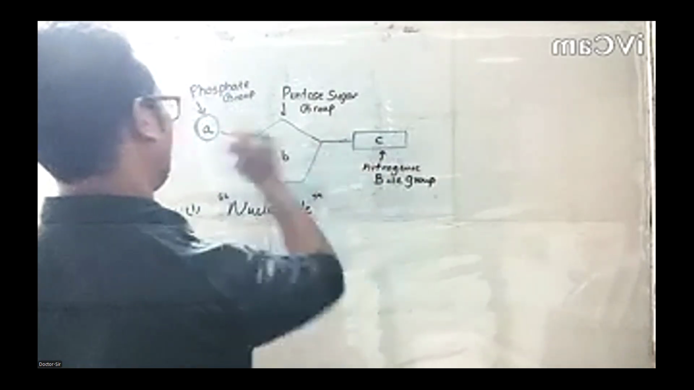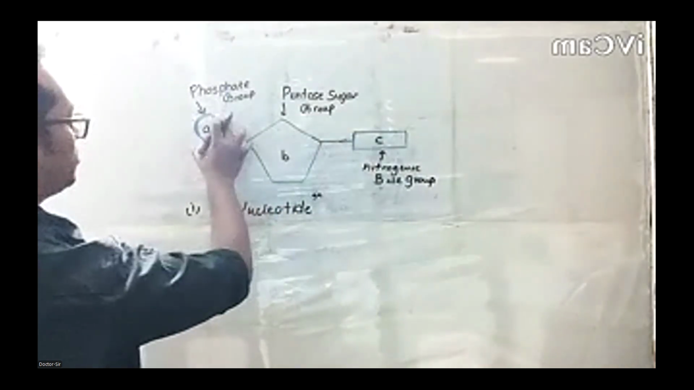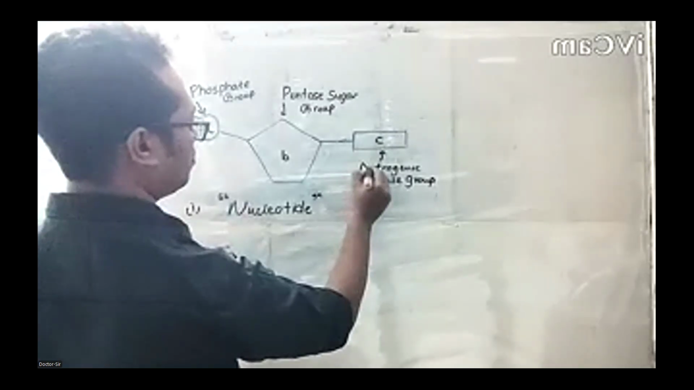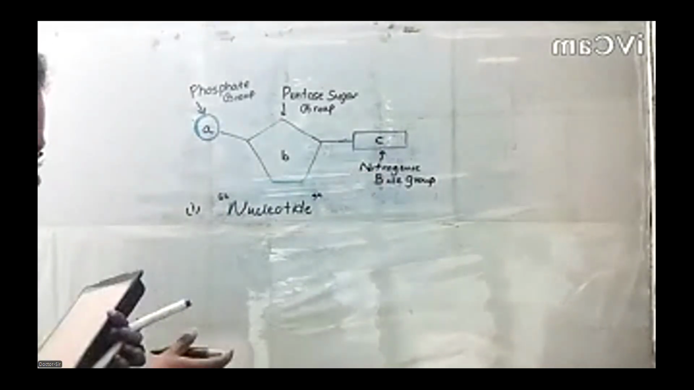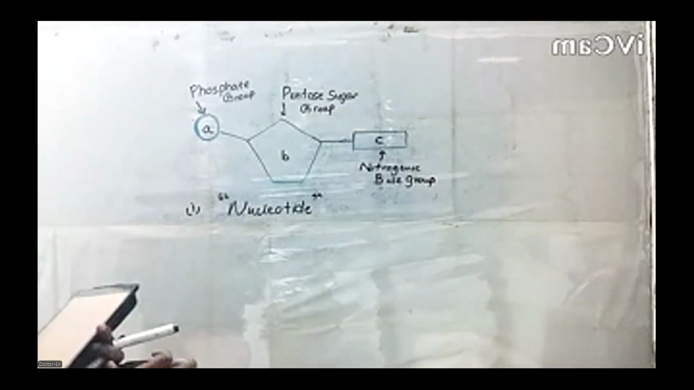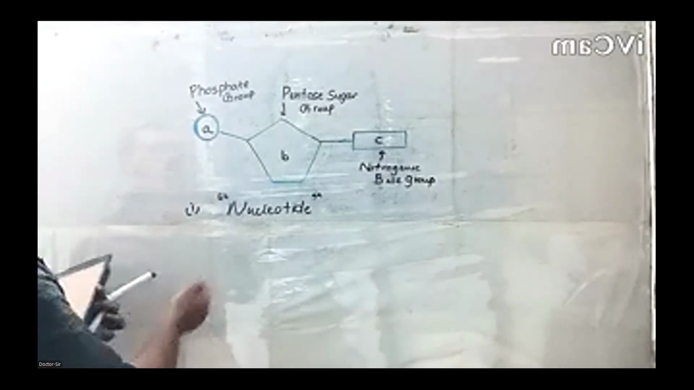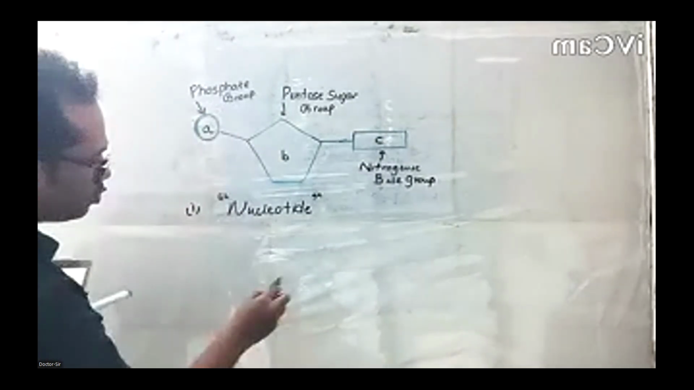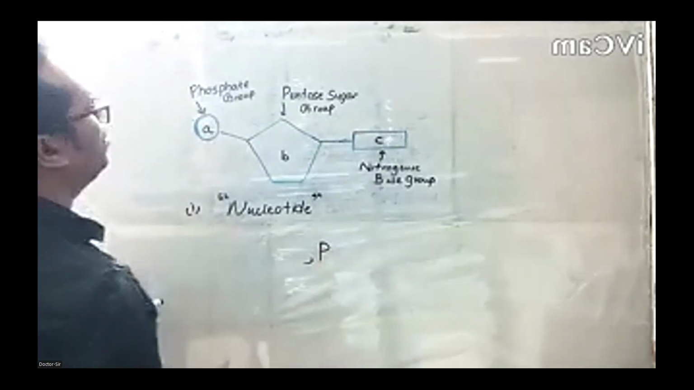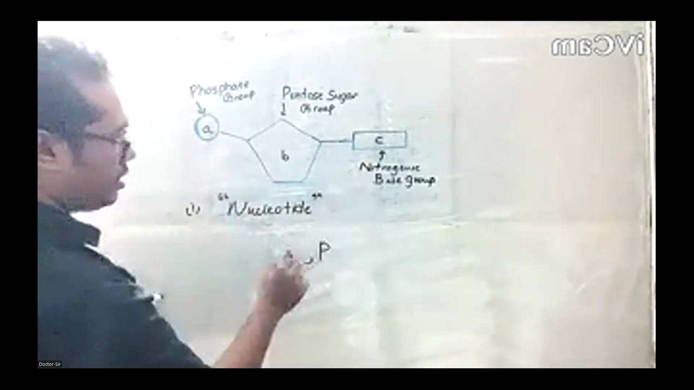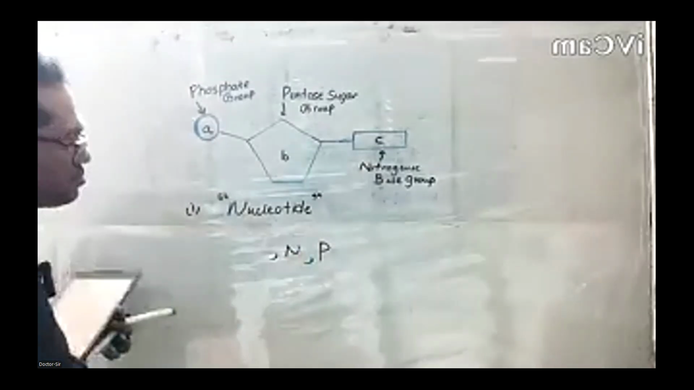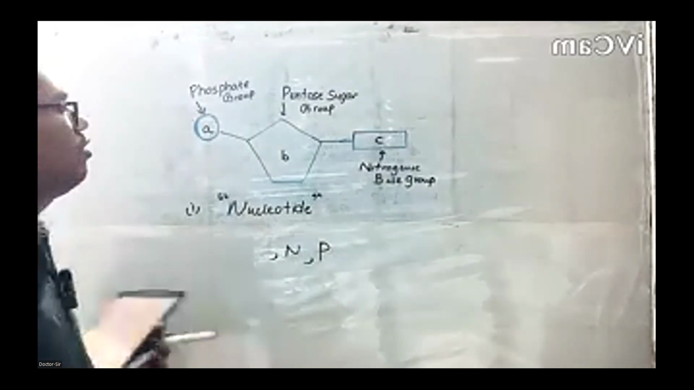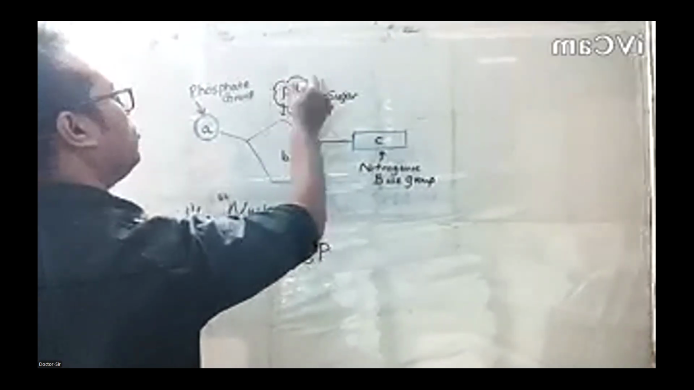So it has three parts: phosphate group, pentose sugar group, and nitrogenous base group. Now you can identify the elements. Phosphate means it should contain phosphate. Nitrogen base means it should contain nitrogen. Now simple. Sugar group means carbohydrate, so pentose sugar means carbohydrate.